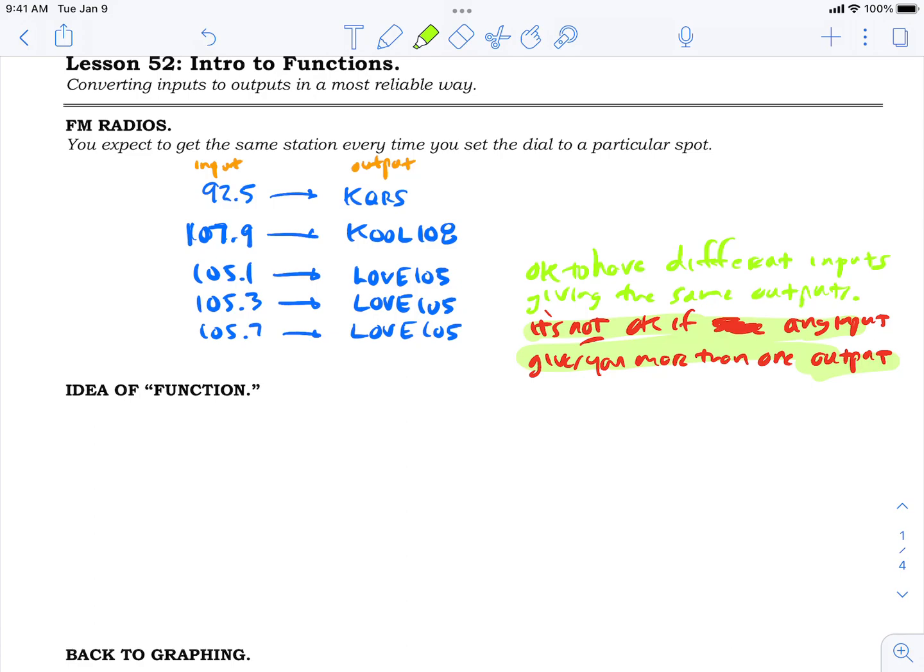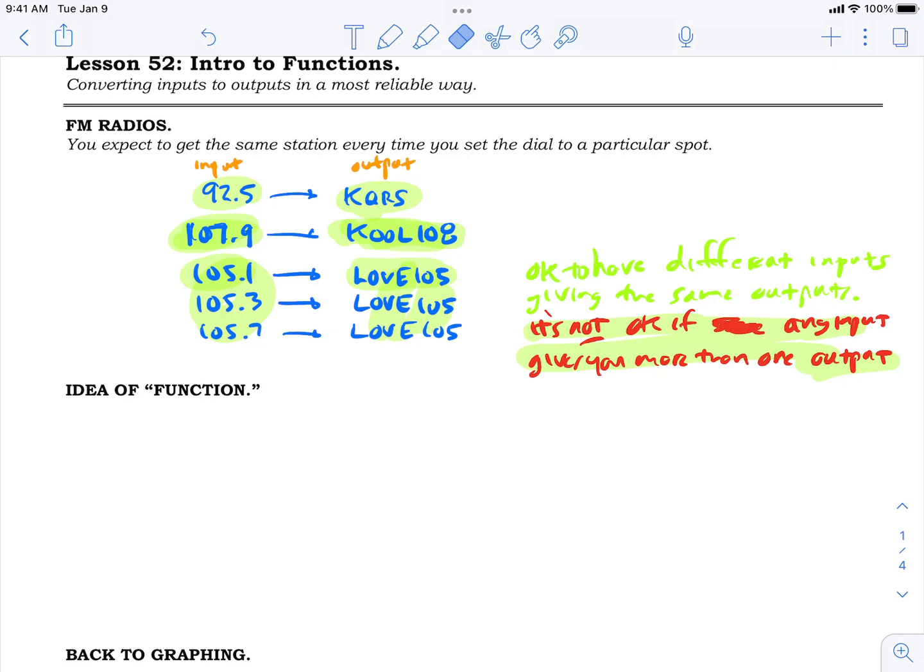You do not want to set the dial to something and get more than one answer. You always want to get the same answer every day. It's always Cool 108. Again, this is okay. I got different places to set my dial that give me the same answer. That's fine. As long as 105.1 always gives me this, I'm happy. As long as 107.9 always gives me this. As long as 92.5 always gives me this. So it's this sort of a one-way test, or whatever you want to call it.